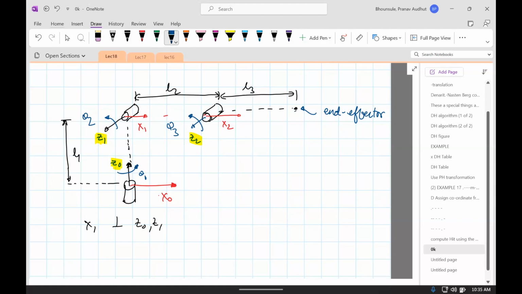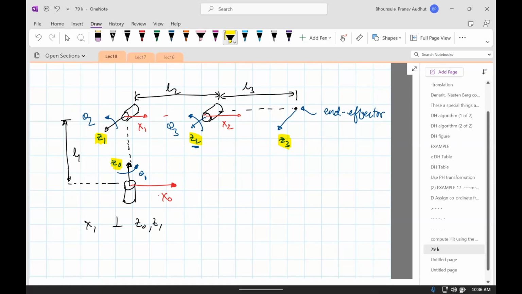So Z3 in the same direction as Z2. Once you assign it, then try to understand the relation between Z2 and Z3. Is it intersecting or is it parallel? In this case, Z2 and Z3 are parallel.